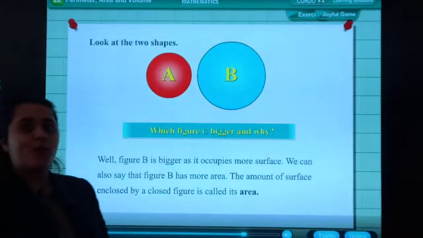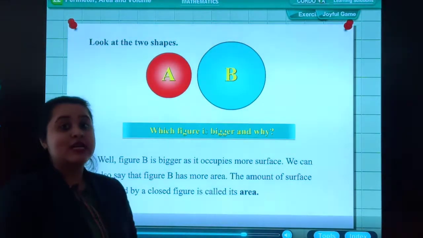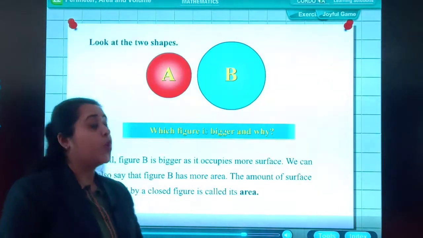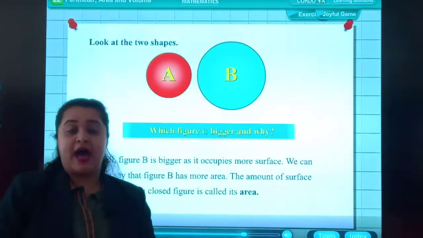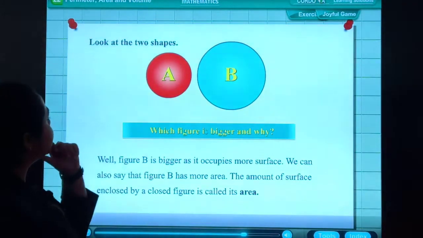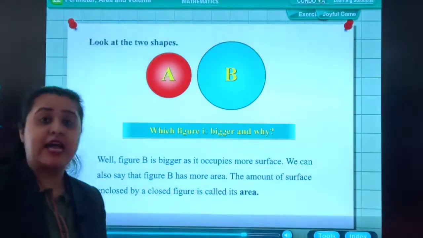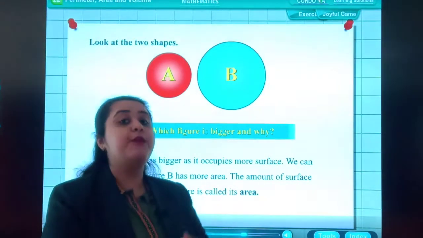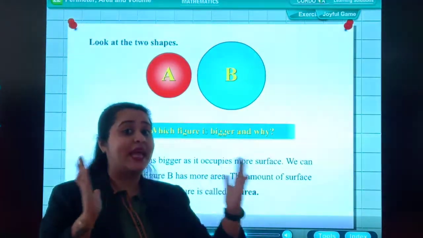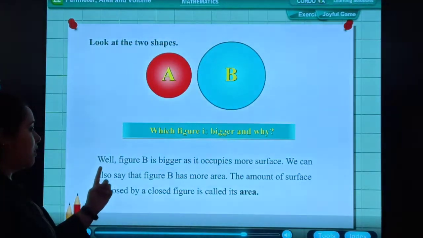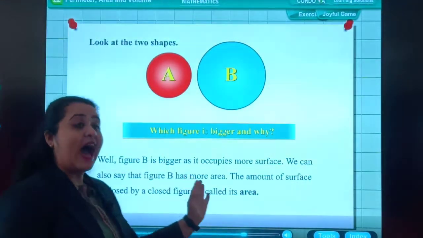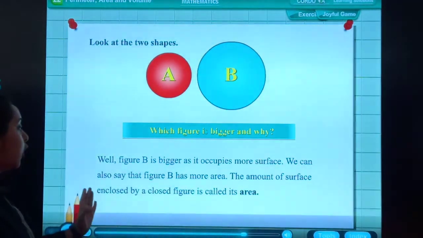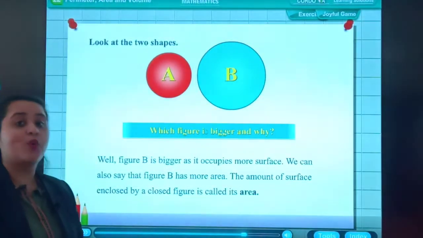So students, one activity is given on the board. You have to observe and reply which ball is bigger and why. As we see this picture, we come to know that ball B is bigger in size. It occupies more space, more area. So figure B is bigger as it occupies more surface. We can also say that figure B has more area.